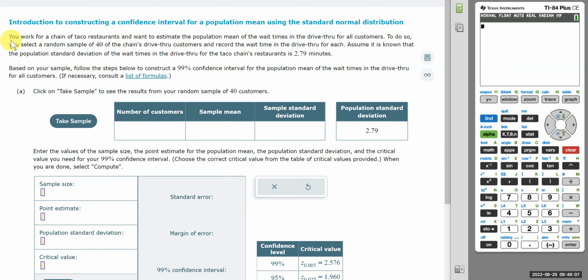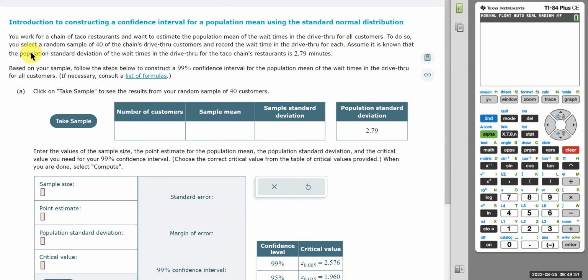So all of the customers would be our population, but rather than accessing every single customer, instead, what we'll do is take a random sample of 40 of the chain's drive-through customers and record the wait time for them. Assume it is known that the population standard deviation of the wait times, so population standard deviation would be our lowercase sigma. Unfortunately, in this problem, they're not emphasizing symbols, but it's always good to have that discussion. And when you're doing problems yourself, I would be writing that information down.